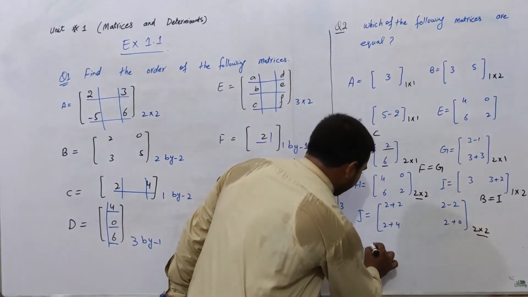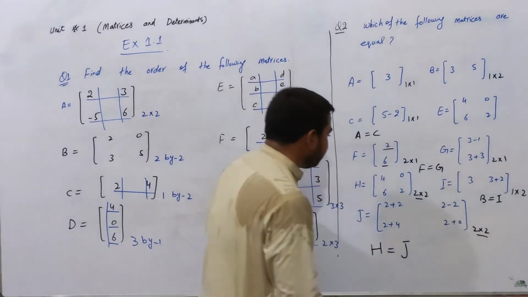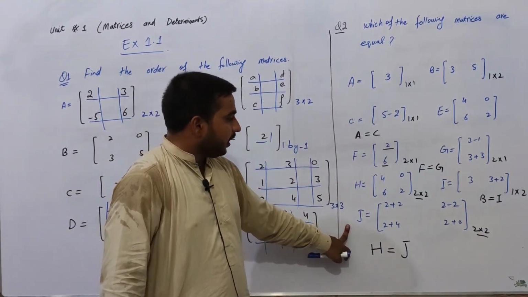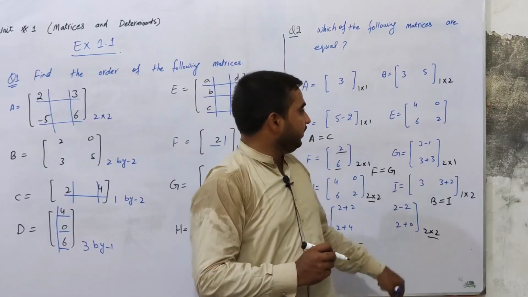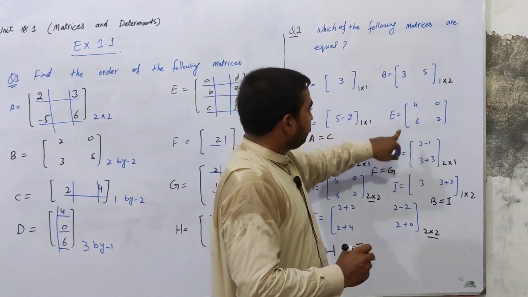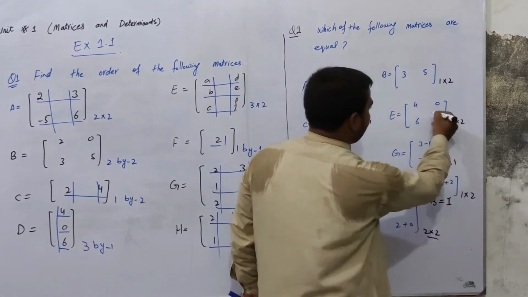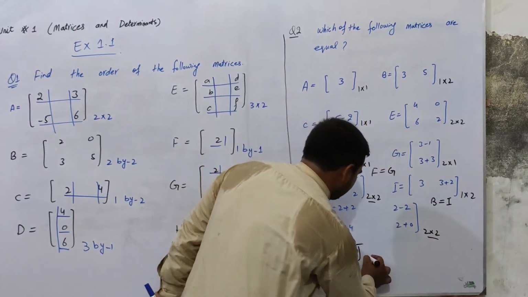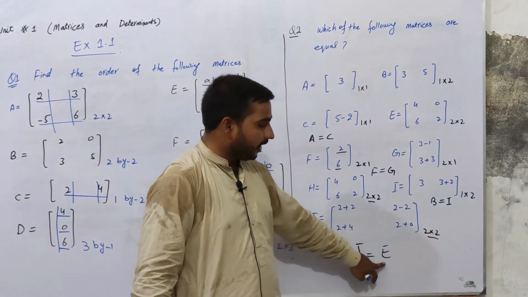We say that H is equal to J because both matrices have the same order and the corresponding elements are equal. And the order of E is 2 by 2, having 2 rows and 2 columns, and that is why E is also equal to H and J.